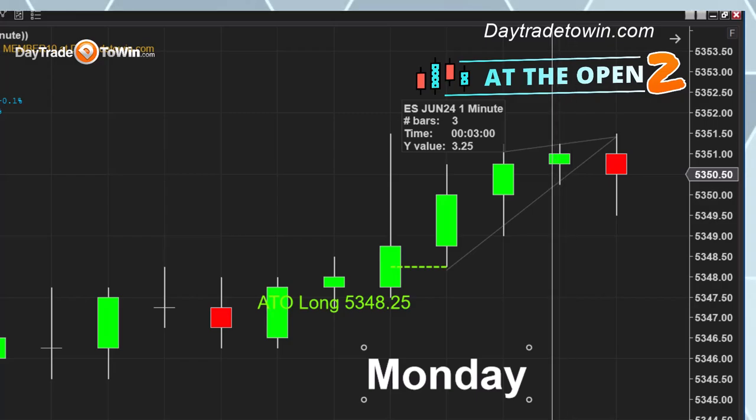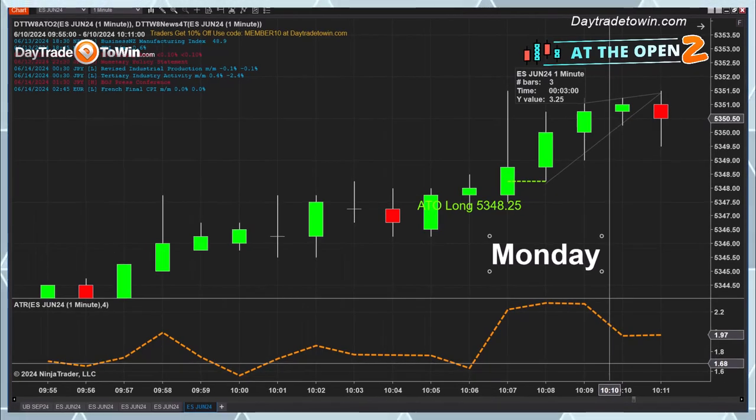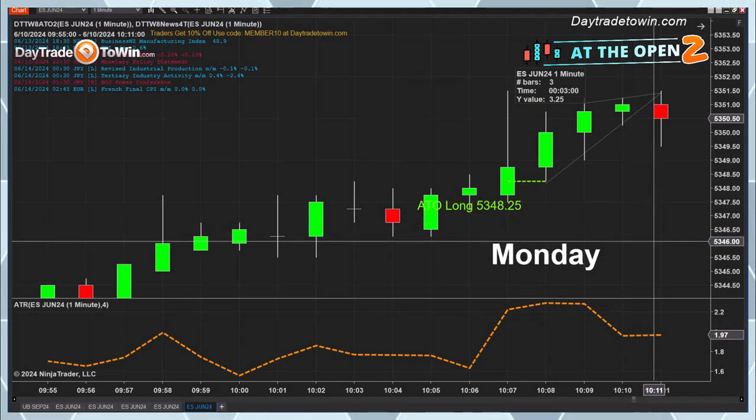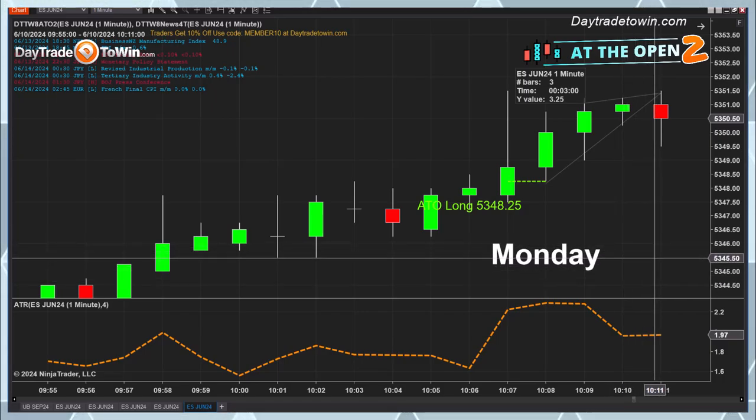2 points on the E-mini S&P is going to be about $100. And that's all we could expect out of this trade. It's a once and done trade. Now you can go on for the rest of your day after this first trade of the day. Let's go to the next day.